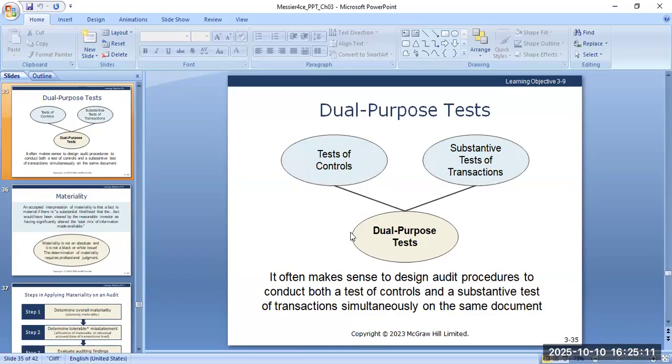With the test, we're chasing this dual purpose: a test of control and a substantive test of transactions. That's how we're achieving this dual purpose test. It often makes sense to design audit procedures to conduct both tests of control and substantive tests of transactions, and that will be on the same document.